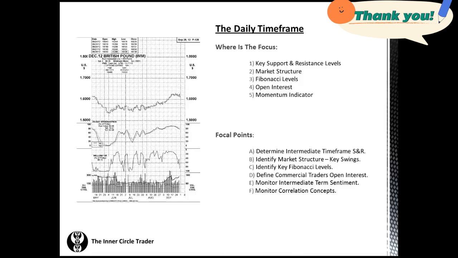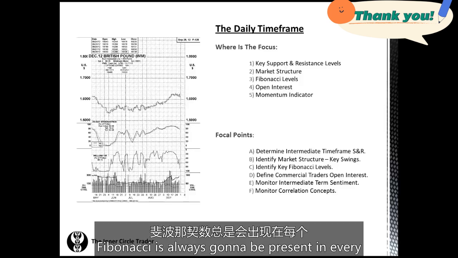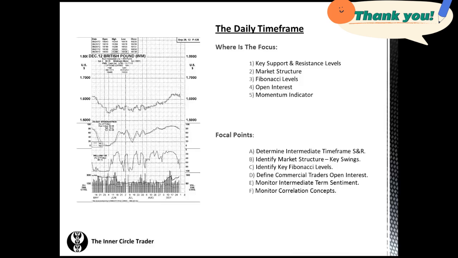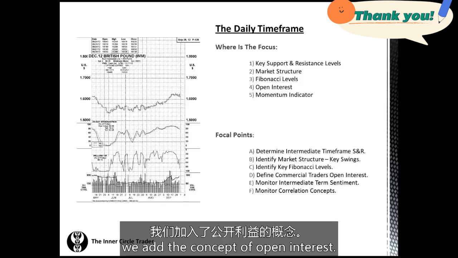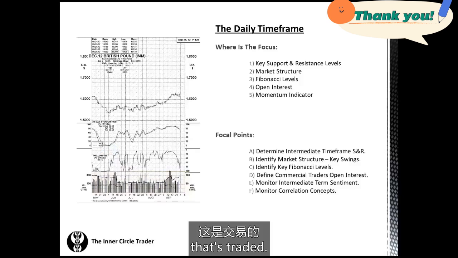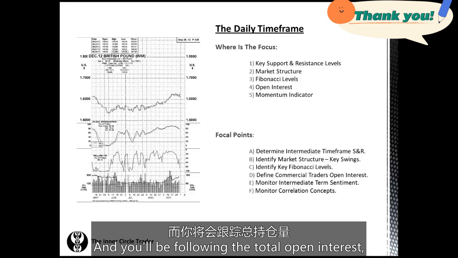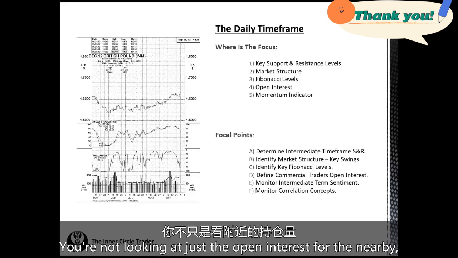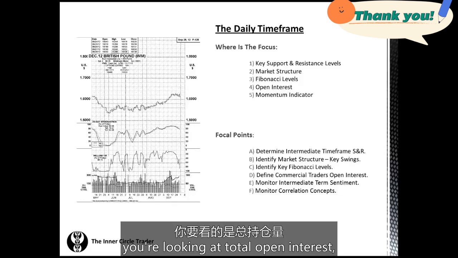And much like we had in our monthly and weekly, Fibonacci is always going to be present in every time frame we trade, looking for extensions and retracements. And now on this time frame, we add the concept of open interest. So you're looking at open interest, which is total open interest on the specific currency pair that's traded. Okay, in other words, the cable, you're going to be looking at the British pound futures contract in the futures market, and you'll be following the total open interest. Okay, you're not looking at just the open interest for the nearby, you're looking at total open interest.